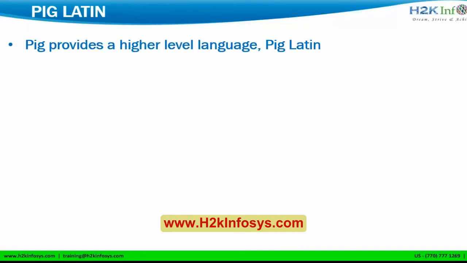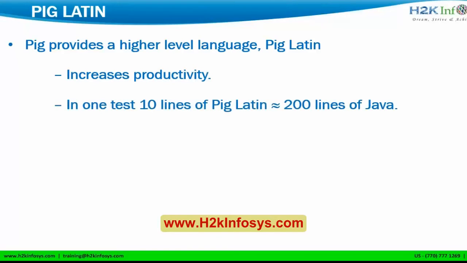So that's what Pig provides, a higher level language called Pig Latin. It increases productivity. The first point is the number of lines that need to be written in Pig will be less when compared to MapReduce. Suppose 200 lines of Java will be equal to 10 lines in my Pig Latin. So that's the main difference here. In one test, 10 lines of Pig Latin is equal to 200 lines of Java.